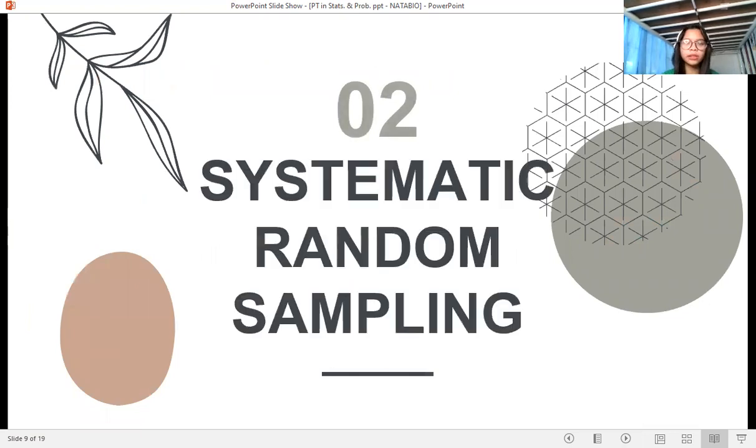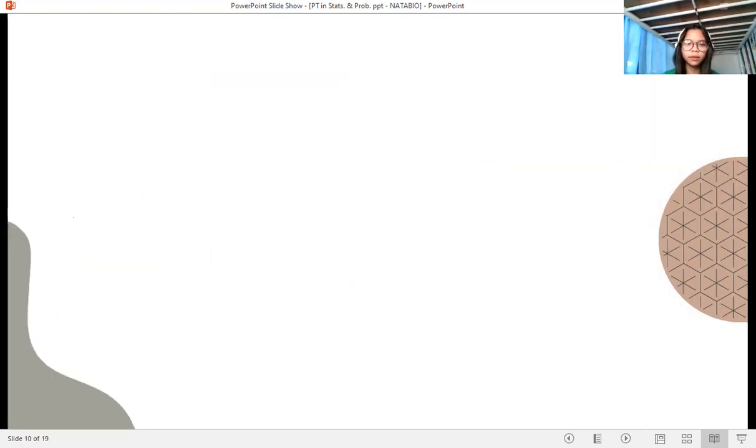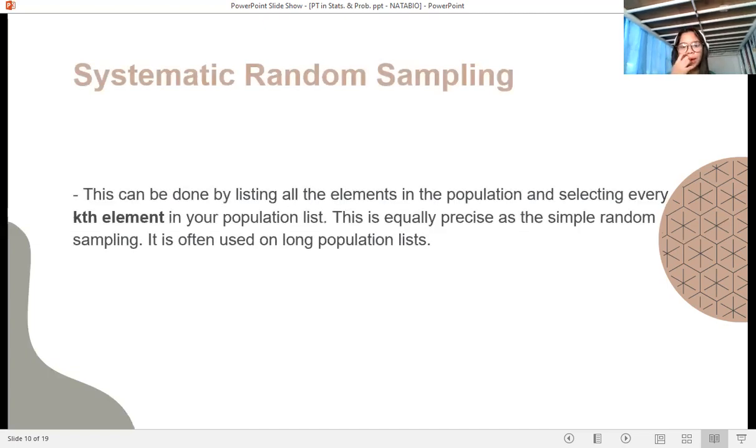Our second sampling method is systematic random sampling. Systematic random sampling can be done by listing all the elements in the population and selecting every kth element in your population list. This is equally precise as simple random sampling. It is often used on long population lists. The kth element is an ordinal. So for us to consider a scenario as systematic random sampling, it should have the ordinals, or the kth element.